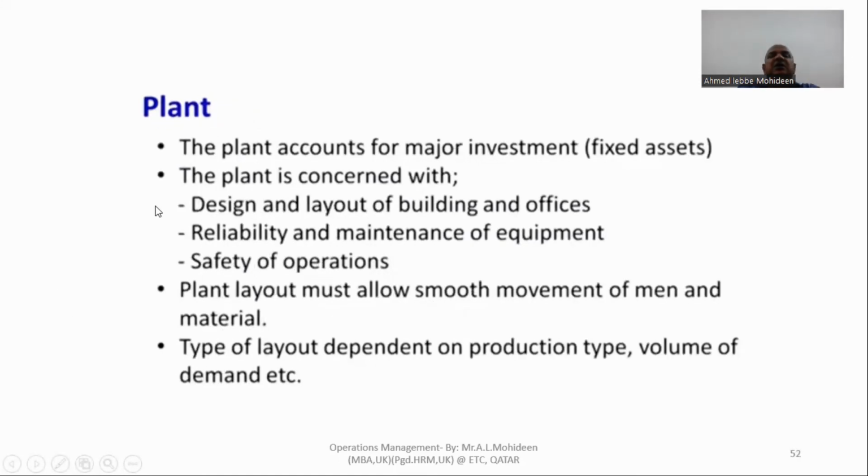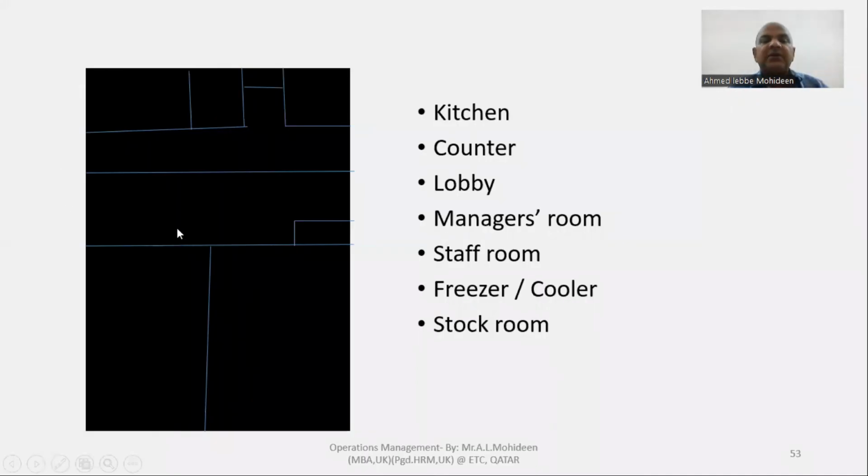And the plant also accounts for major investment, the fixed assets, because you are going to put so much money into the plant, right? But the plant is not going to give you money. It will be a place where the product is going to be processed and finally finalized. Plant is concerned with the design and layout of the building and offices. Reliability and maintenance of the equipment are also important, and safety operations also. Plant layout must allow smooth movement of the men and material. The type of layout depends on the production type and volume of the demand. So I think this is what you have to remember, the layout.